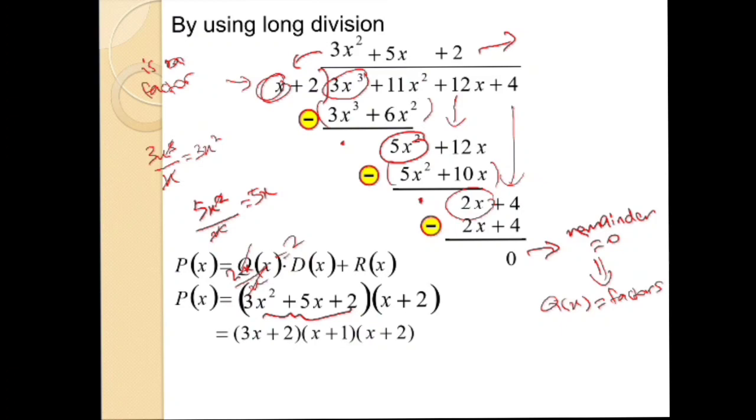And what will be the zeros? Remember, in terms of brackets, these are what we call the factors. But for zeros, you only take out the numbers. So the numbers are negative 2 over 3, negative 1, and negative 2. These are what we call the zeros.